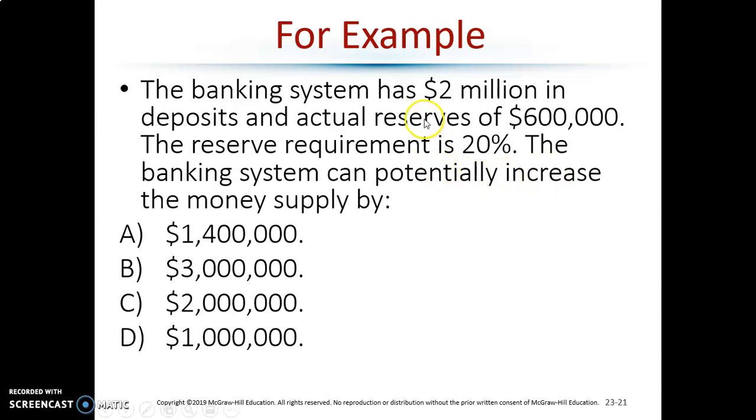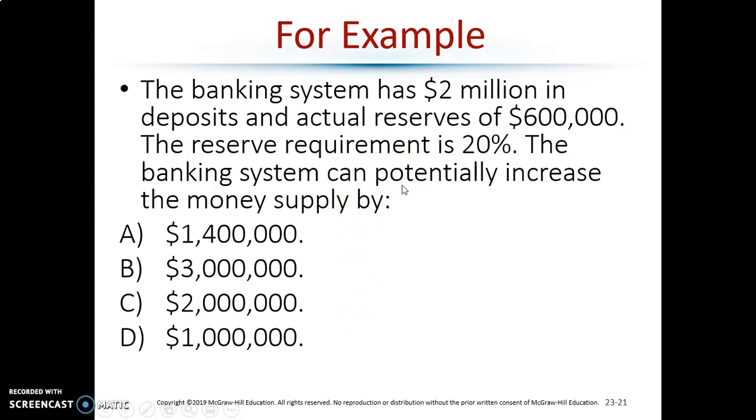So using these numbers, you have $2 million in deposits. They're holding $600,000 in reserve, and they are required to hold 20% in reserve. 20% of $2 million must be kept in reserve. So which of these four numbers is the right answer to the potential increase to the money supply?